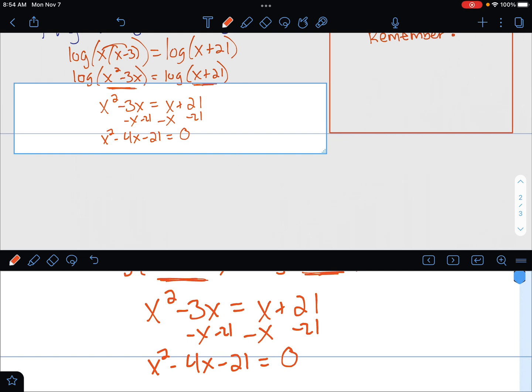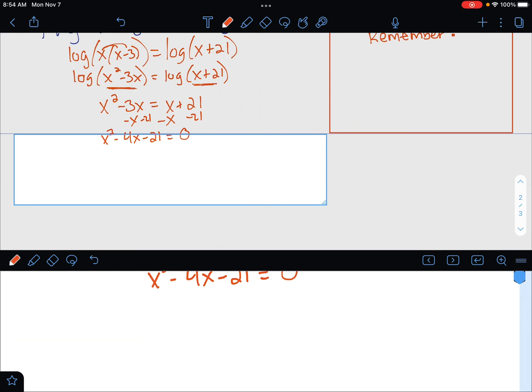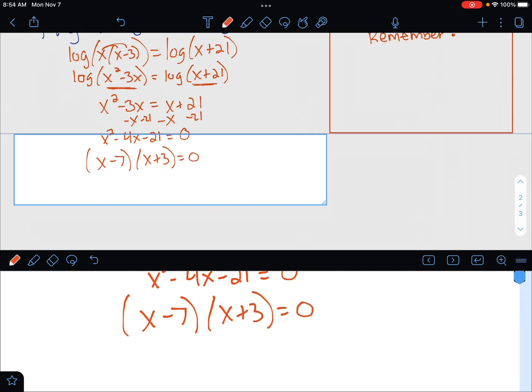Is it factorable? Do you want to use the quadratic formula? What do you want to use? Well, this one's nice because it's factorable. So we can factor this into x minus 7 times x plus 3. So on this one, we technically have two answers. But let's talk about that.